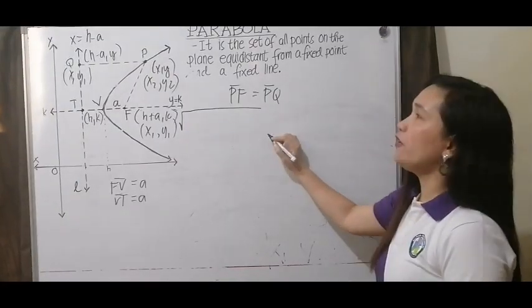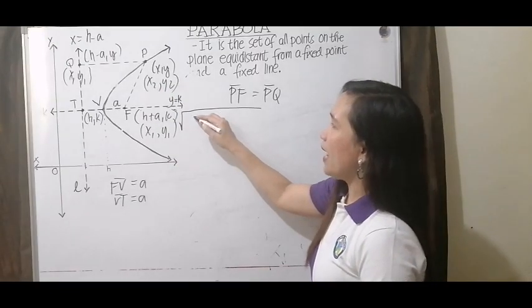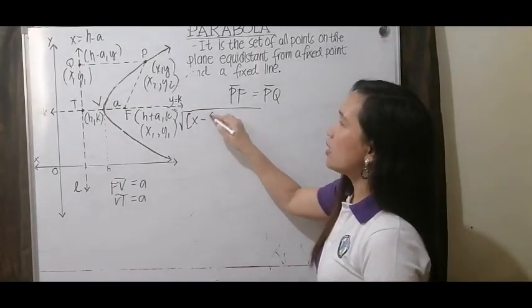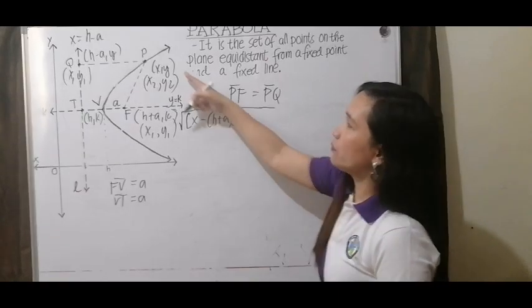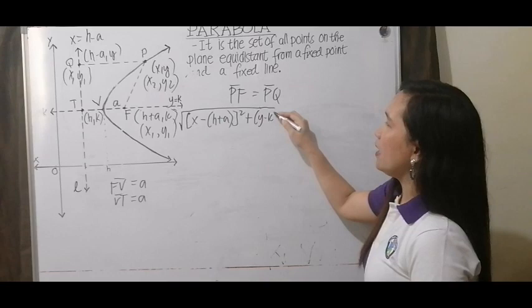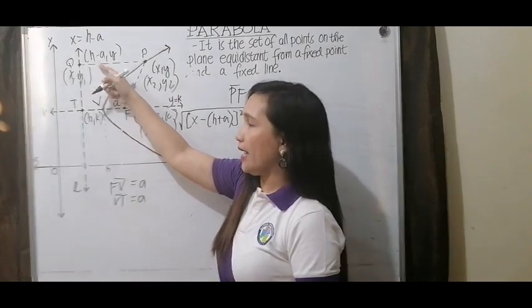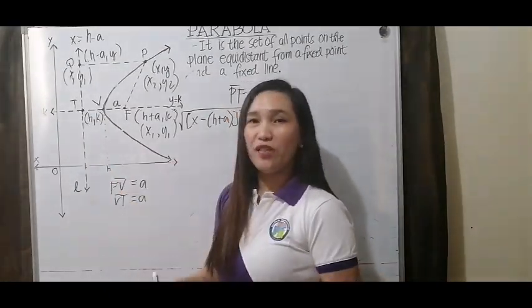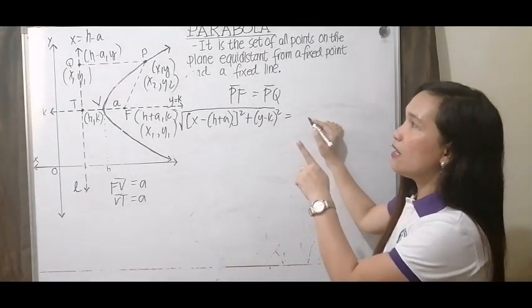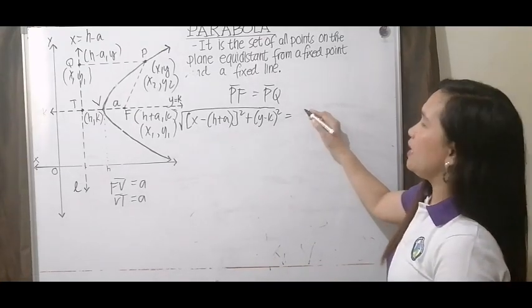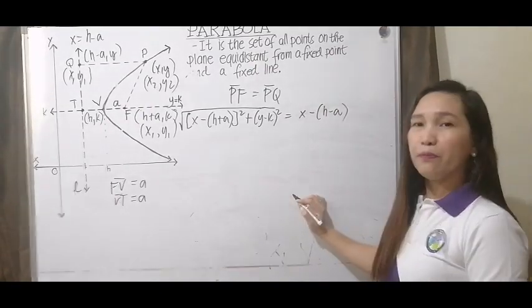So we'll have the square root of (x2 - x1) quantity squared, so that would be (x - h - a) quantity squared, plus (y - k) quantity squared, equals, since this is a horizontal line which is parallel to the x-axis, we can just subtract their abscissas. So that would be x - h + a.